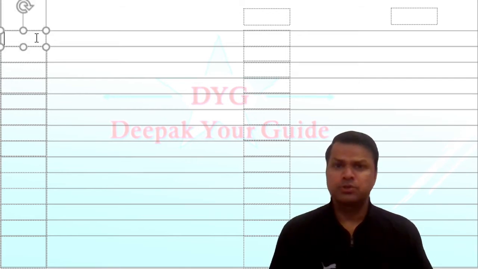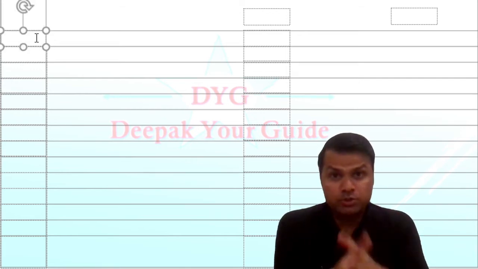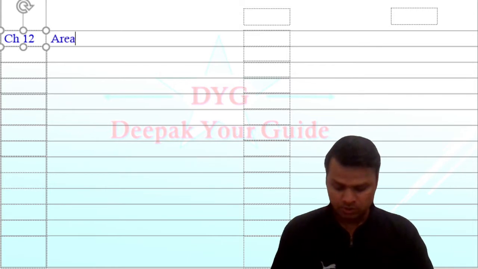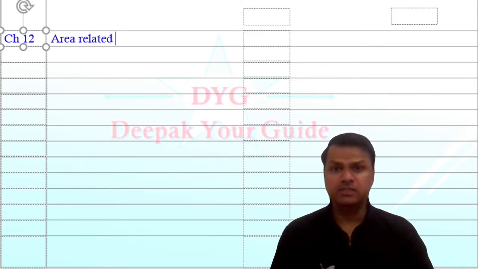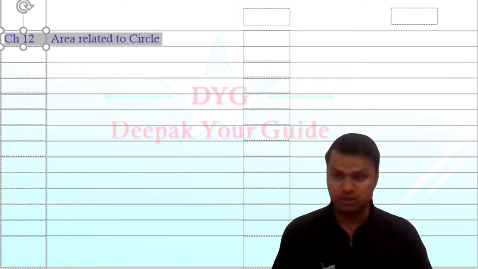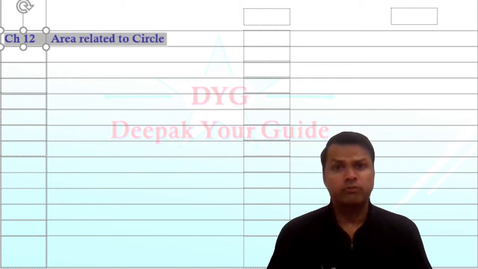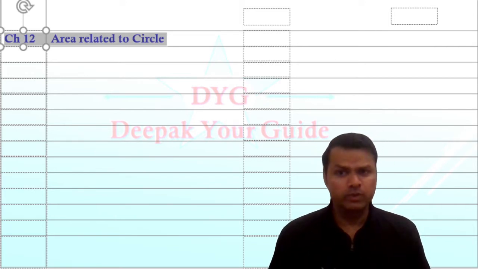Now, today we are going to start chapter 12 of class 10 CBSE, which is areas related to circles. So, we will discuss from basic to advanced. That means I'm assuming you may not have the basic understanding of what is circle, radius, chord, sector, segment. Everything we'll discuss here because this is the base.